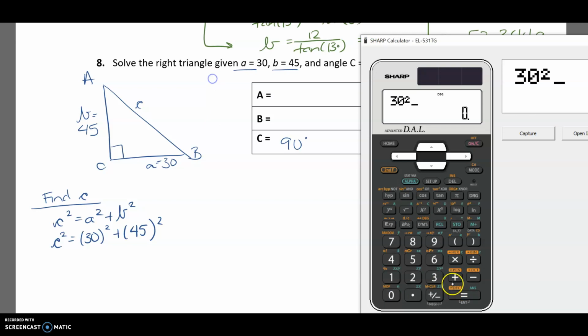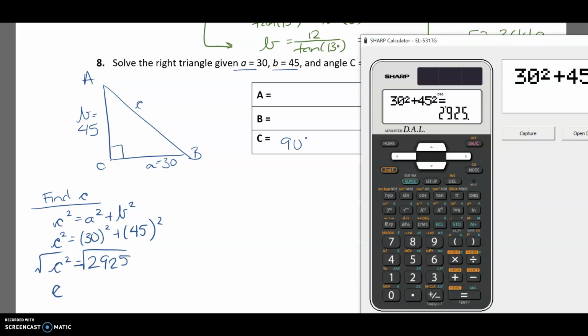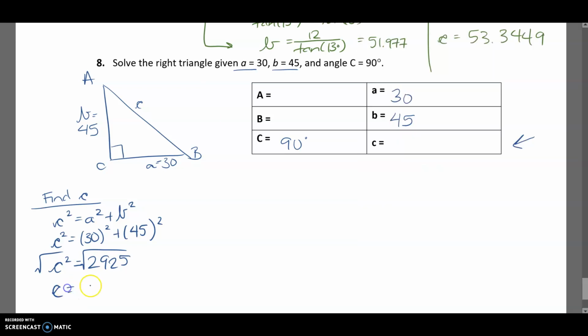If you want to do this all in one step, you can, or you can do this calculation first. 30 squared plus 45 squared is 2,925. Just remember that that's c squared. To find c, I need to square root each side. So on your calculator, you can just square root that answer, and we get 54.0832, or to one decimal place, 54.1.